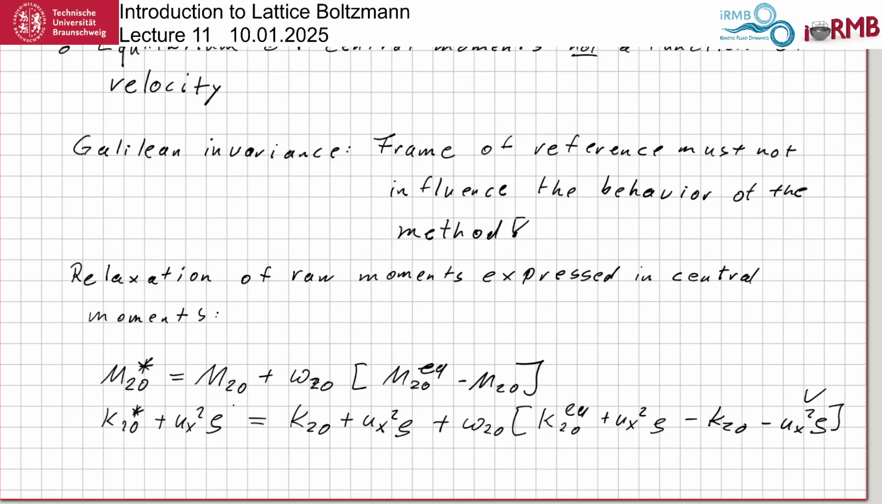Now, obviously, you see that this here and this here will disappear together, and that this and this together will disappear, so that you can say K20 after collision is K20 before collision plus omega 20 times K20 equilibrium minus K20, which is what we wanted to see, right? So this second moment, no matter in which frame of reference we relax it, will always give the same equation. So that's a strong indicator that MRT does it right.